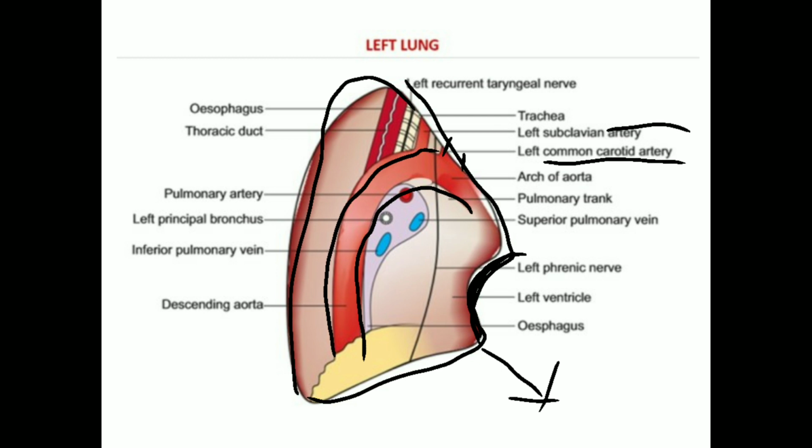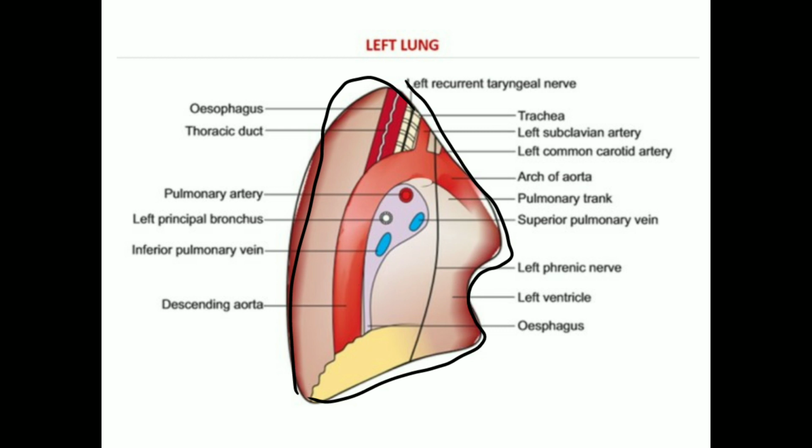These are the branches. Behind it you see the trachea, then behind it you see the esophagus. Here there is a thoracic duct running on the esophagus. Then here is the nerve called the left recurrent laryngeal nerve, and one more nerve running here is called the vagus nerve. These are the features you see in the left lung.